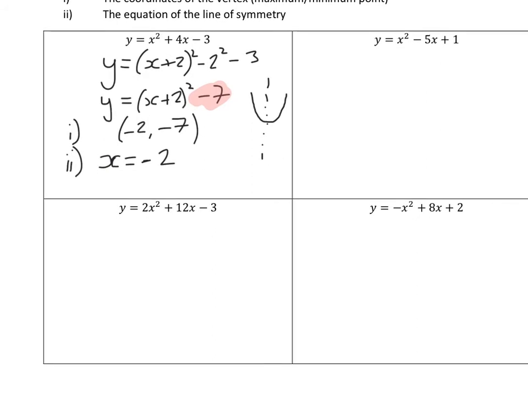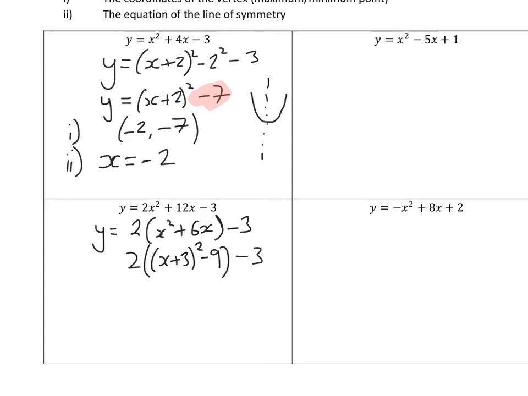So if I do the one underneath as well, y equals, complete the square, I'm going to take the 2 out of the first two terms. Then I'm going to complete the square in the middle bit, so x plus 3 squared minus 3 squared, so -9. I'm going to times that by 2 and then take away 3. So 2 lots of x plus 3 squared minus 18 minus 3. So 2 lots of x plus 3 squared minus 21.